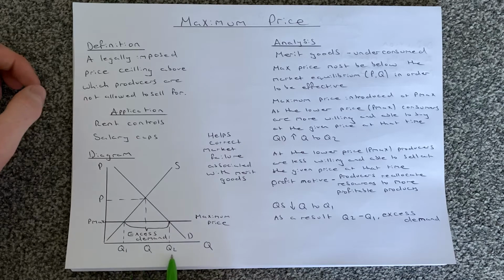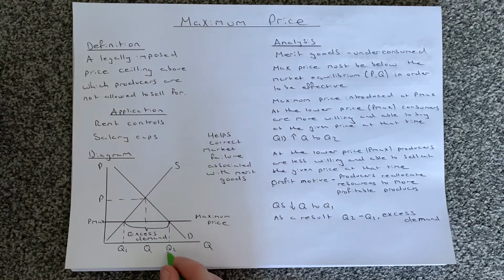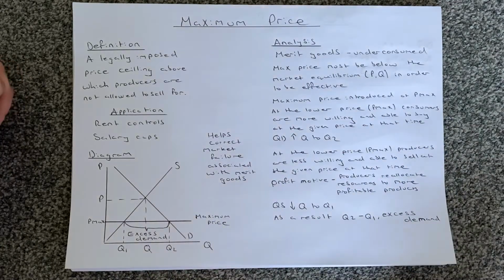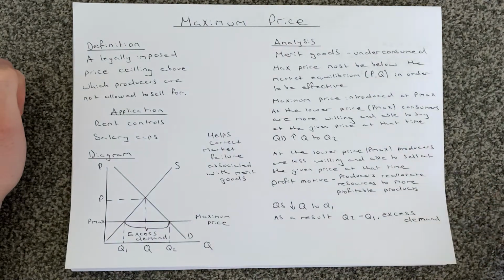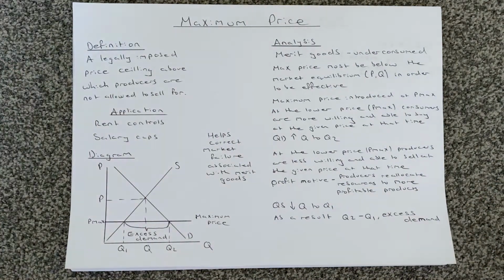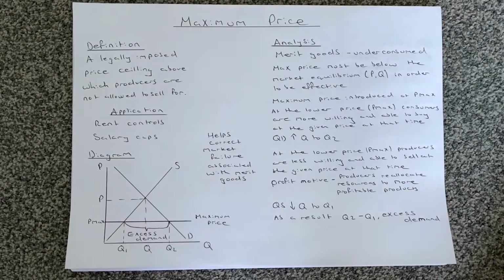Obviously the excess demand would have been 5 million, because quantity demanded would have been 10 million, quantity supplied would have been 5 million. 10 million take 5 million leaves you with excess demand of 5 million. 5 million more products are demanded than are actually being supplied. But let's now go back to addressing the issue of a merit good.